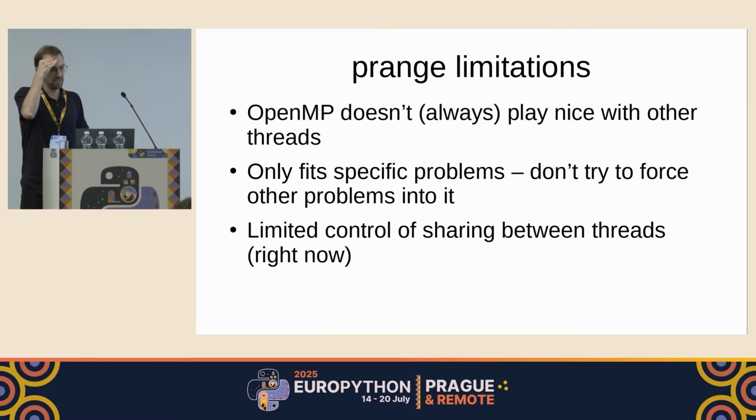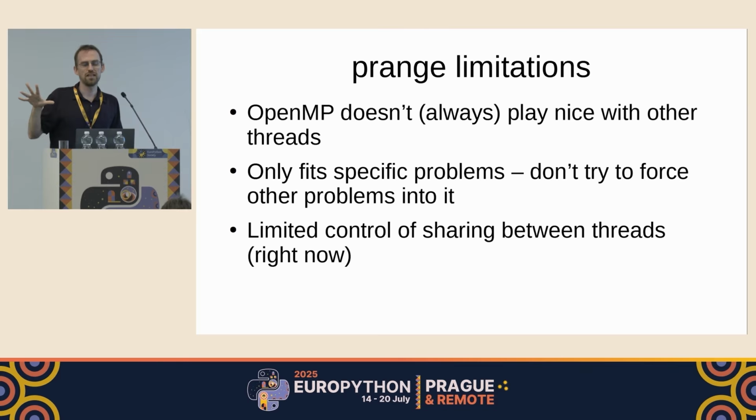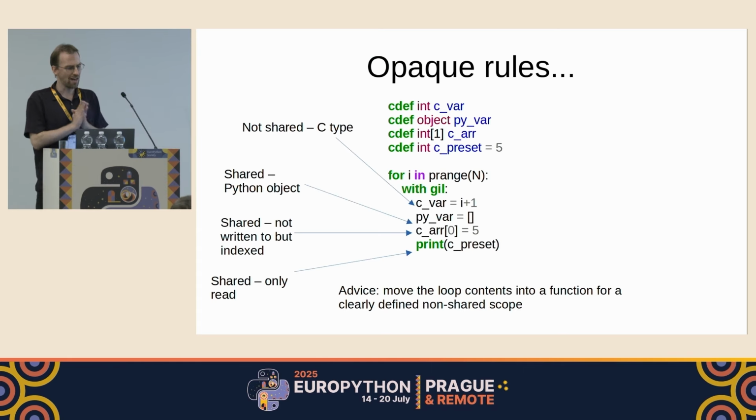The sort of limitations are that in the documentation we say that OpenMP doesn't always play nice with other threads. While preparing this talk, I tried to make it break, and it seemed to work on my computer, so I can't actually prove that it doesn't. But be slightly wary if you're mixing it with other threading systems, then OpenMP may not play nice. It only fits into specific problems, as I've said, and there's limited control of how data is shared between threads. So unfortunately, there's a bunch of opaque rules. And the idea of this slide is not that you remember the opaque rules. The idea of this slide is that you know there's a bunch of opaque rules and sort of stay away from anything that might touch it.